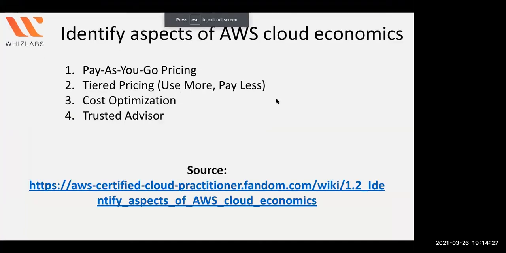Okay, now let's identify the aspects of cloud economics, which is our subdomain 1.2. When it comes to the billing part, AWS has four types of things that you can manage. The very first is the pay as you go pricing model, where you have something like, let's say, Lambda. If I'm running 1,000 lines of code, or if I'm running 20 lines of code, I'll have to pay only for what I use.